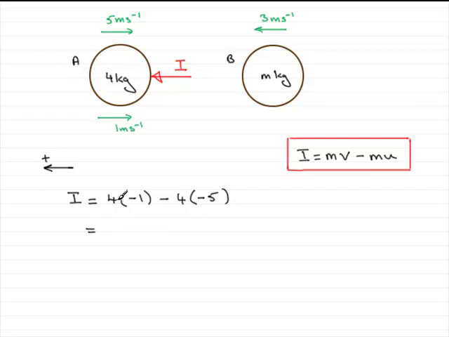Okay, so all you need to do now is tidy this up. You've got minus 4 plus 20, and minus 4 plus 20 is going to give 16, and the units are Newton seconds. So that's our impulse. And that brings us now to the end of the first part of this question.